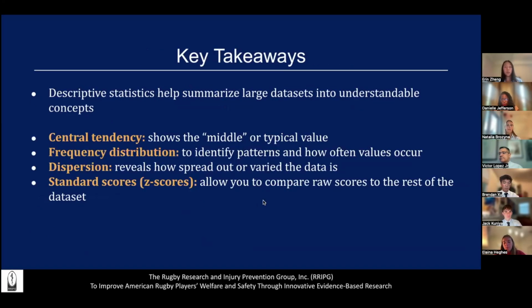So here are the key takeaways from this presentation. Descriptive statistics help summarize large data sets into understandable concepts, and these are the main four subtopics of descriptive statistics. You have the central tendency, which shows the typical value in a data set, your frequency distribution to identify patterns or outliers and see how often values occur. You have your dispersion, which reveals how spread out or varied the data is, and you have the standard scores, which allows you to compare raw scores to the rest of the data set.